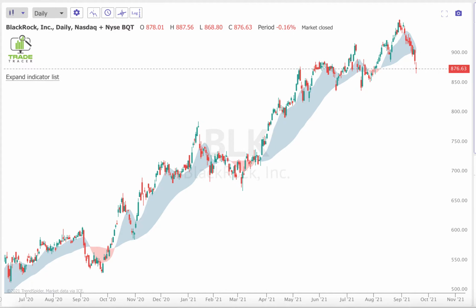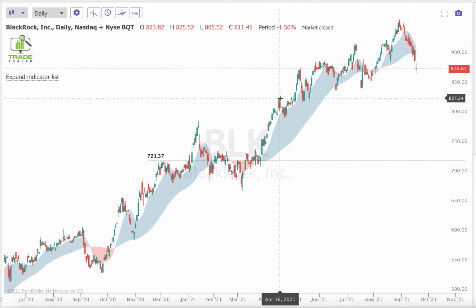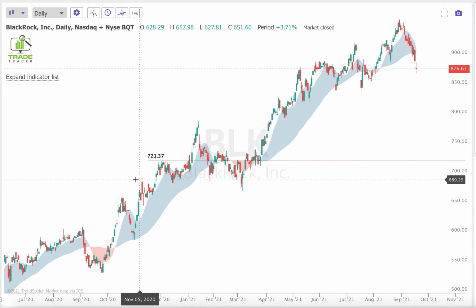The way that I start this out is I'll come in and look at previous levels. I can see there's been a lot of price action at this 721 area. You can see this was resistance, broke out, came back, tested as support, broke down, came back, resistance, broke down, came back, and then finally took off. So this 721 on BlackRock is a very important level, in my opinion, just because we've seen a lot of previous price history. Another area that catches my attention is just below it.